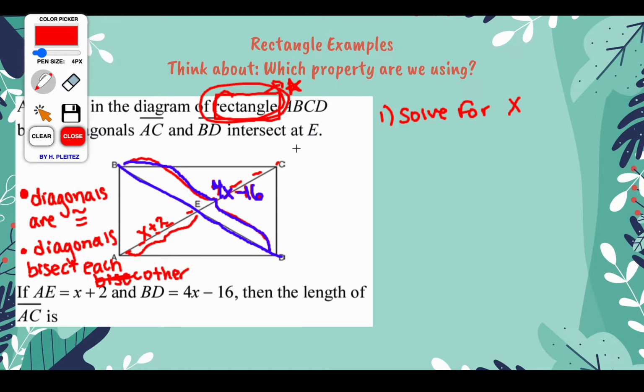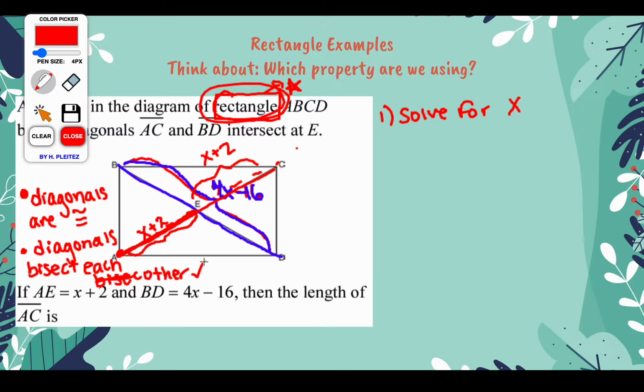But my first thought is that I know that my diagonals are bisecting each other, which means that all of the pieces, like if I just look at diagonal AC for a second, I know that if AE is x plus 2, this piece over here can also be labeled as x plus 2, right? Because when diagonals bisect, they're getting cut into two congruent pieces. Okay, so I'll check that off since I used it. I went ahead and labeled EC as x plus 2 as well.